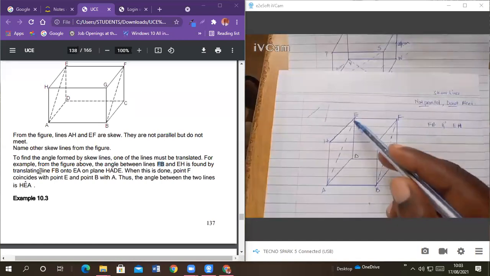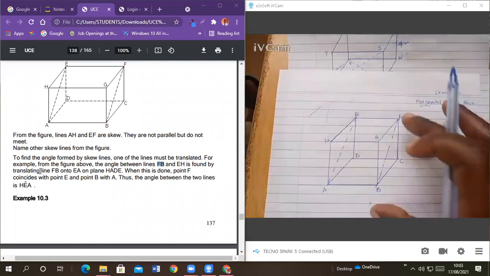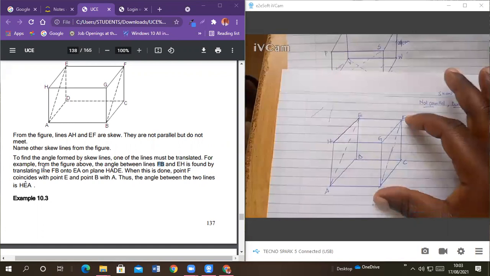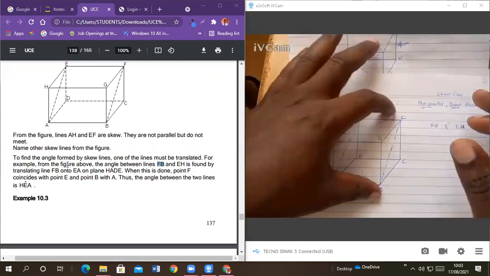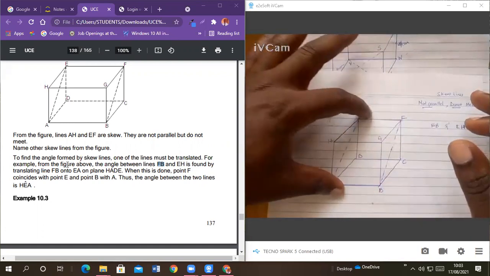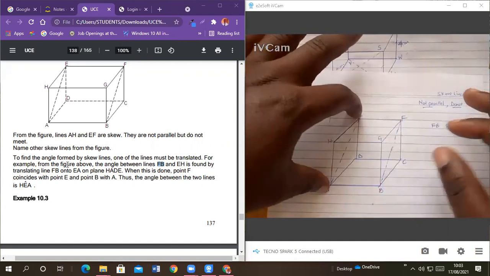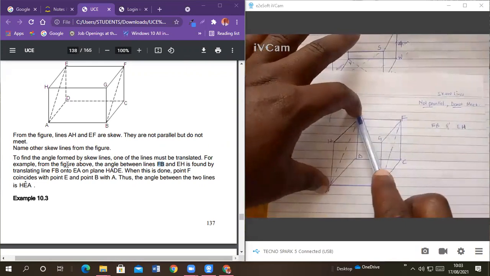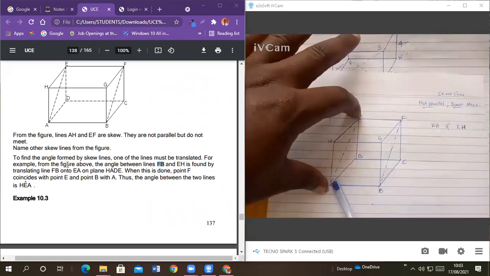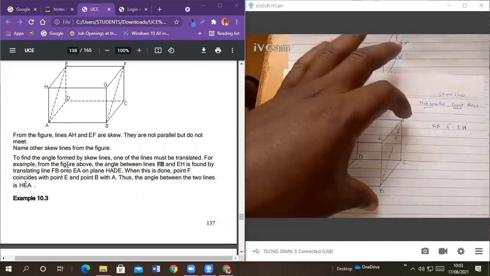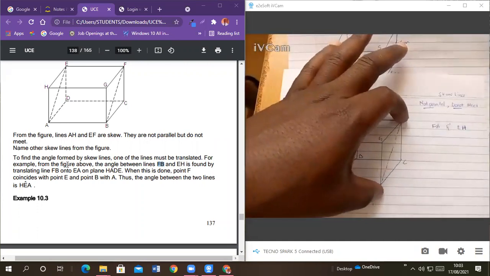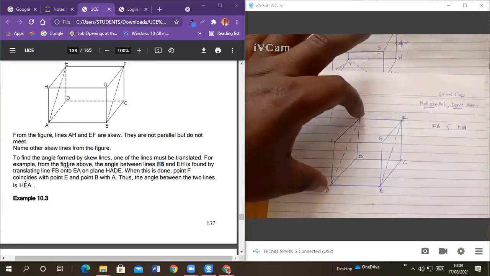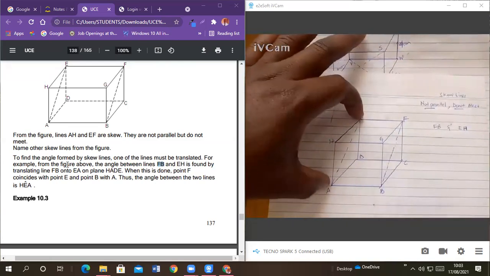onto EA. So once we move this line and put it there, we are going to shift it from this point here, and we shall move it there, such that this point becomes F and this one becomes B. But why? Because we have shifted this line FB from here. We shift it from here, and we put it on EA. That's where we are going to put it.